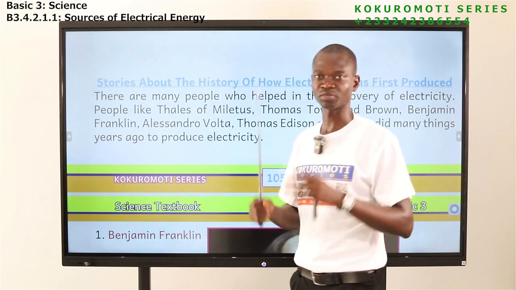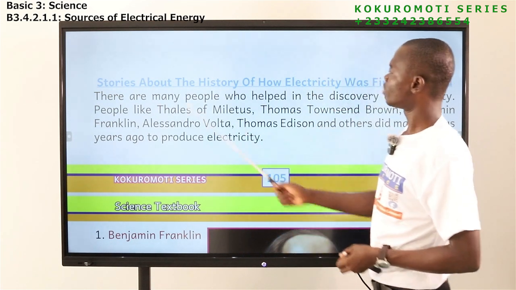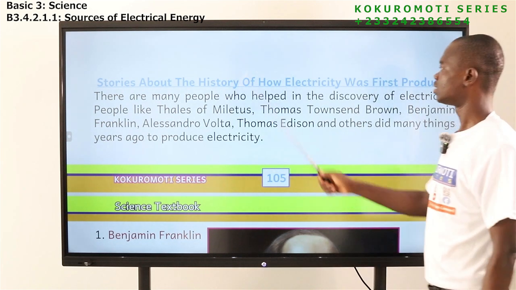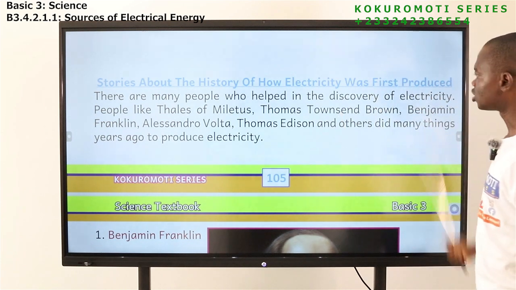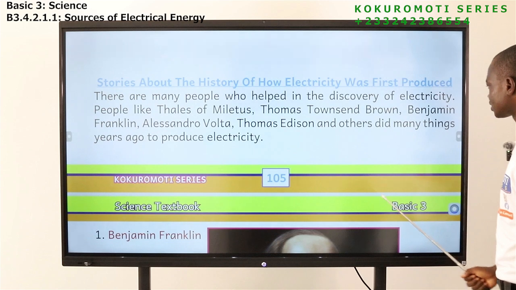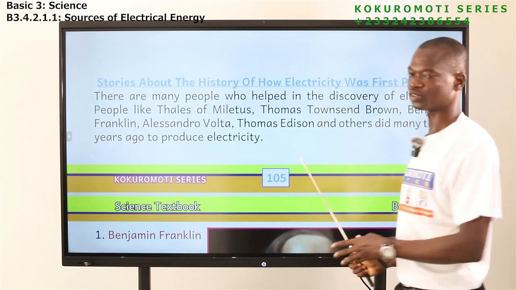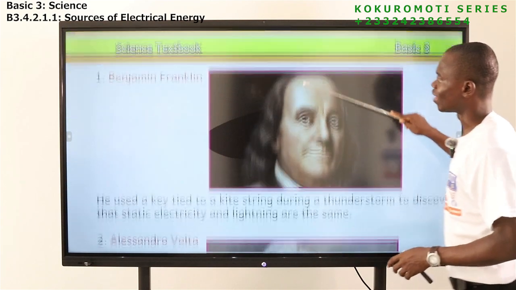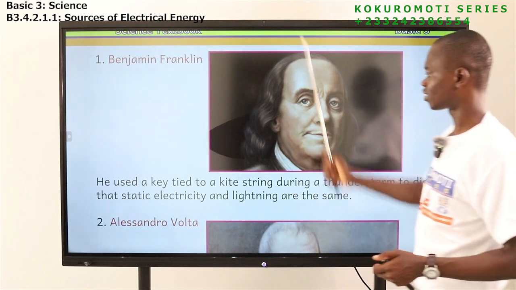So we are going to look at some short stories or history about electricity. There are many people who helped in the discovery of electricity. People like Thales of Miletus, Thomas Townsend Brown, Benjamin Franklin, Alessandro Volta, Thomas Edison, and others. They did many things many years ago to produce electricity. These are people who helped to discover electricity. The first person was Benjamin Franklin.